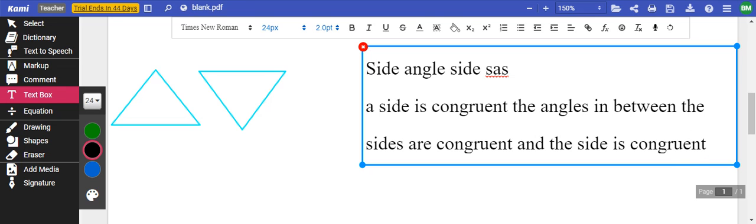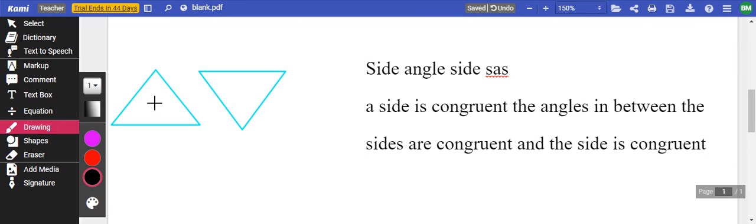Okay, so let me draw this picture for you. You've got two triangles. I'm saying that this side is congruent, this angle is congruent, and then these two sides are congruent. So it has to have the angle in between. The angle has to be in between the two sides. So let's look at a couple of examples of these.